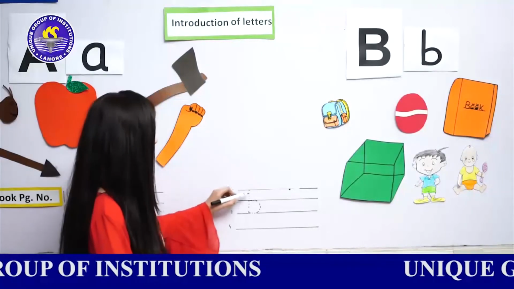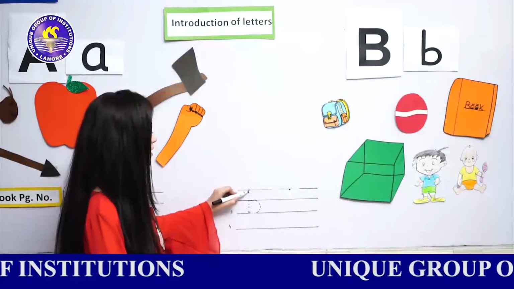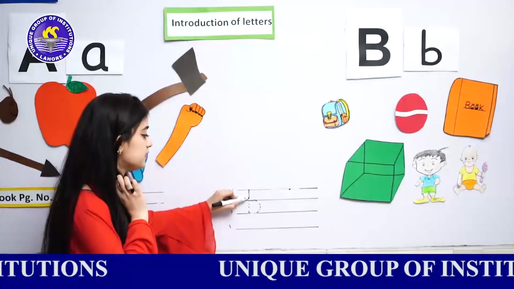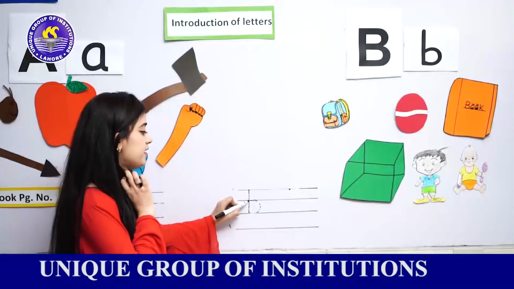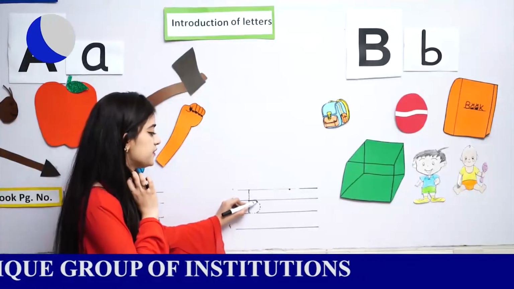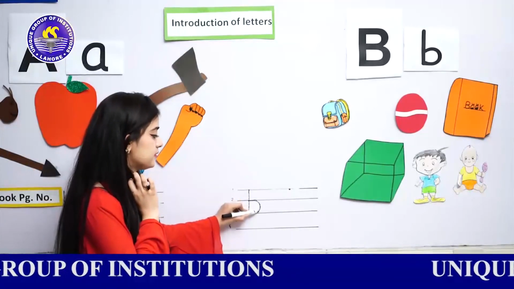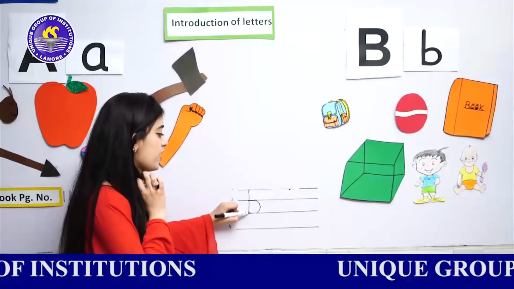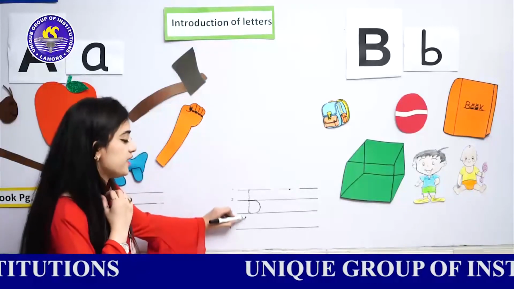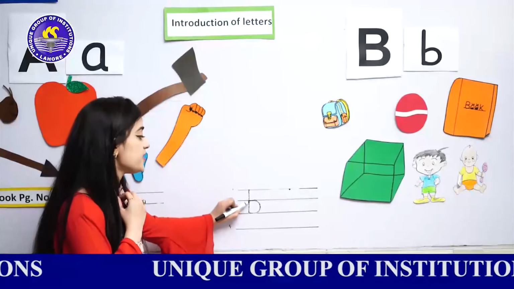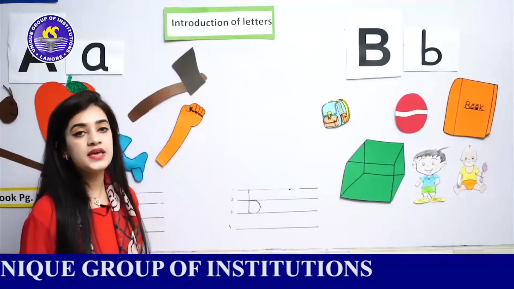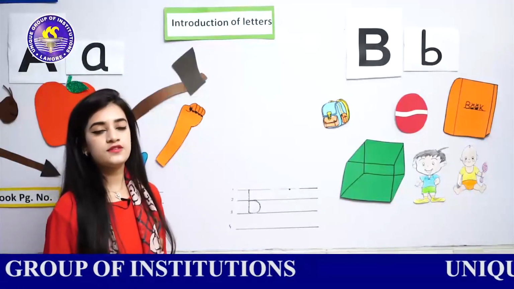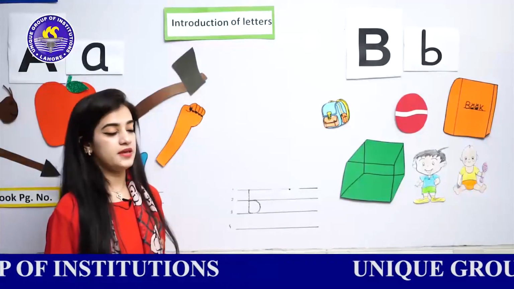Let's start. First of all, make a standing line like this and then make a curve in 2 lines. You have to make a standing line in 3 lines and then curve in 2 lines. This is small b, lowercase b.